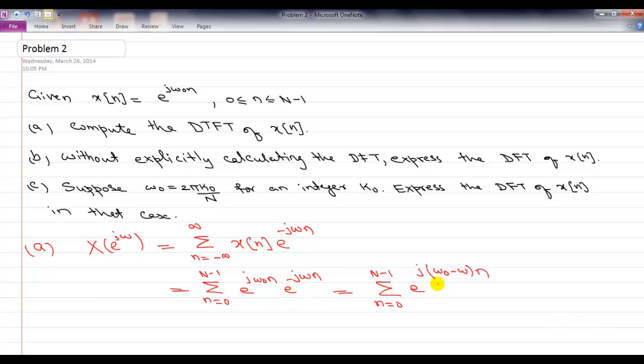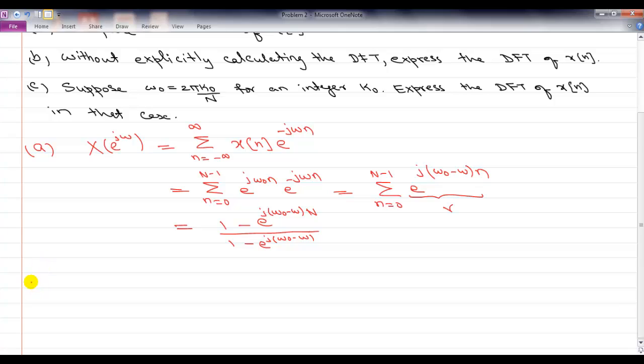Now after this, it should be rather simple. So this is like my r, and I have r to the n. So I have a geometric series. So I get 1 minus r times r to the total number of terms, so I have e to the j (omega naught minus omega) capital N over 1 minus e to the j (omega naught minus omega). Okay, this is my DTFT of the finite length sequence.